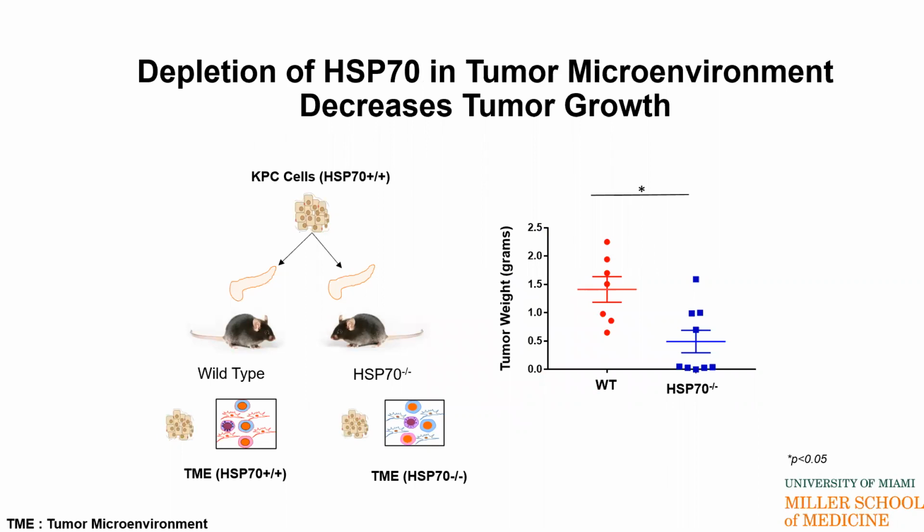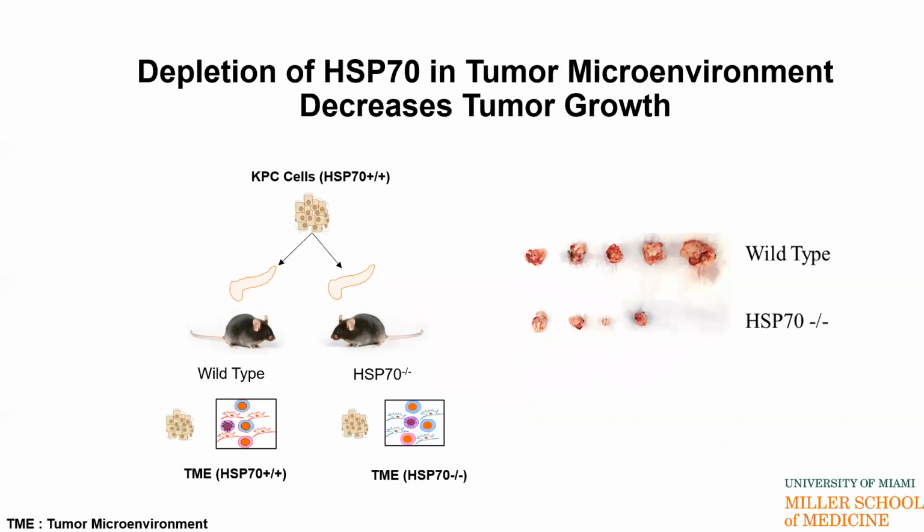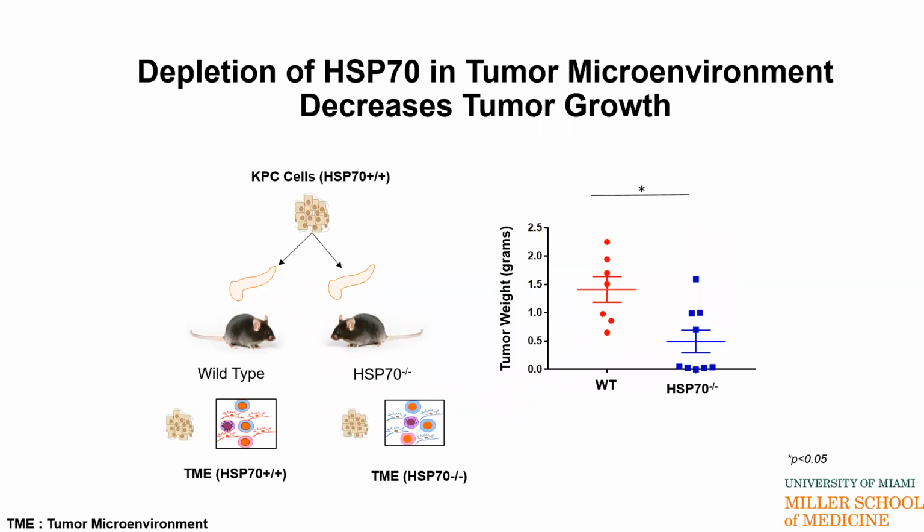For this, we designed a simple experiment where we implanted pancreatic cancer cells into the wild-type mice or HSP70 knockout mice, thereby simulating a situation whereby cancer cells have HSP70, but only the tumor microenvironment does not have HSP70. When we looked at the tumors at endpoint, we saw that these tumors lacking HSP70, specifically in the tumor microenvironment, had barely any tumor growth.